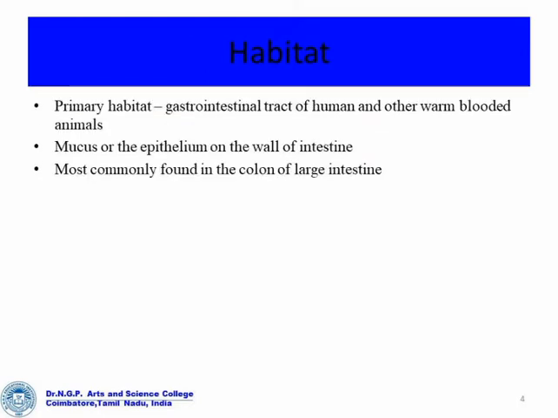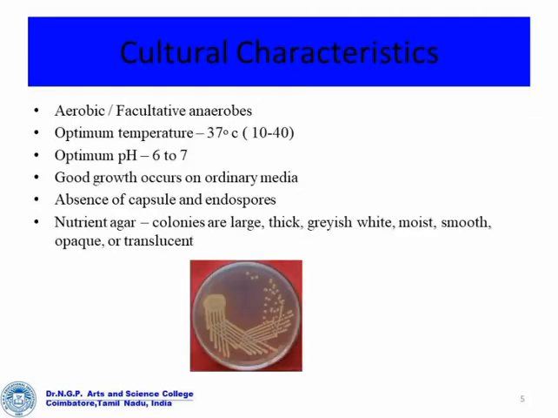And then its habitat. Its primary habitat is the gastrointestinal tract of humans and other warm-blooded animals, and it is also present in the mucus or the epithelium on the walls of the intestine, and it is most commonly found in the colon of the large intestine. And then cultural characteristics: it is a facultative anaerobe or aerobic. Its optimum temperature is 37 degrees celsius, and it has a pH range of 6 to 7, and it has good growth in ordinary media itself.